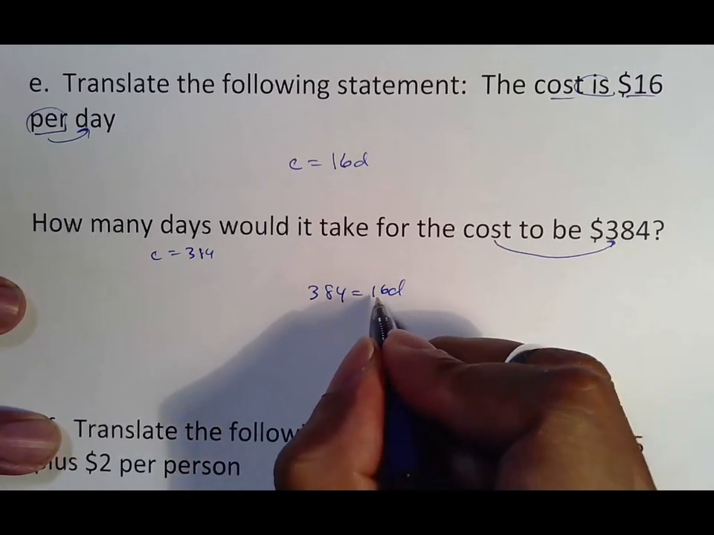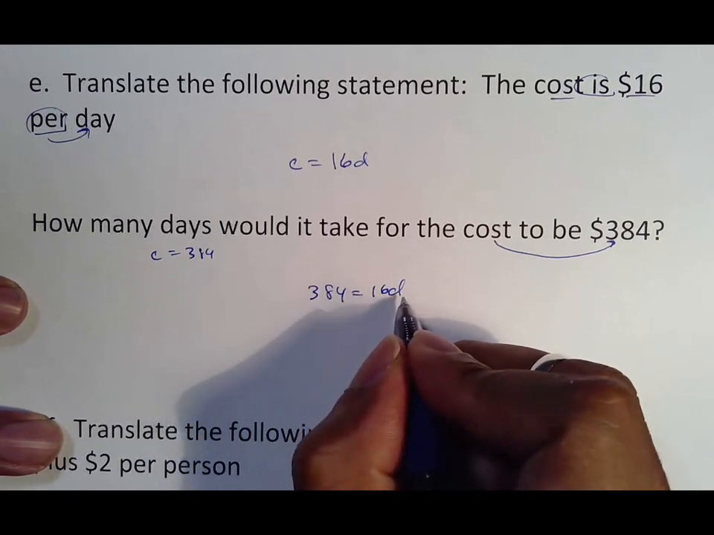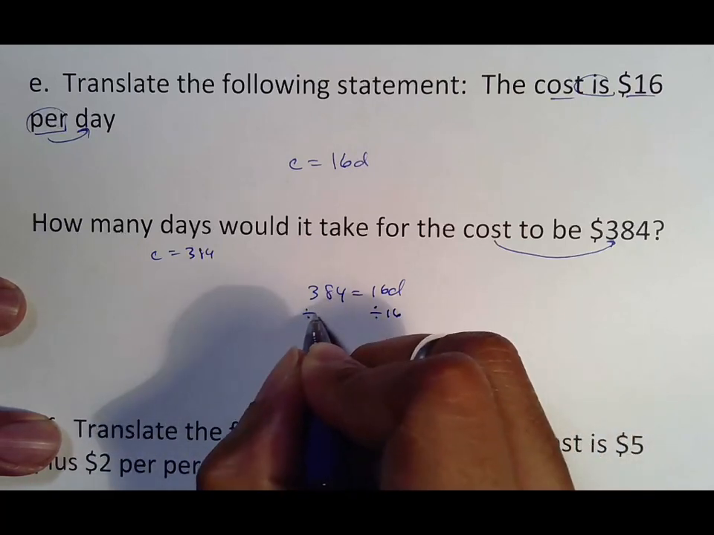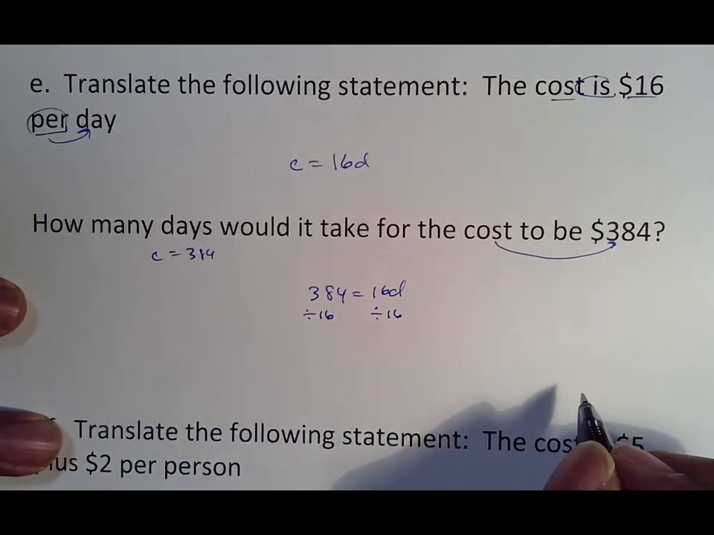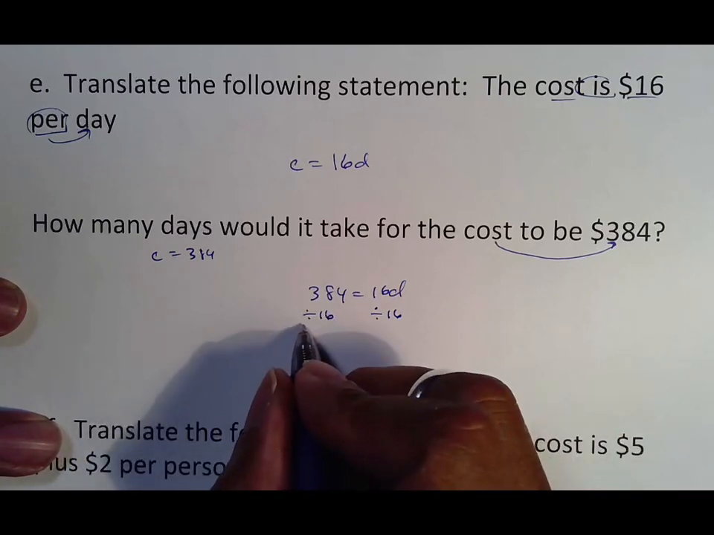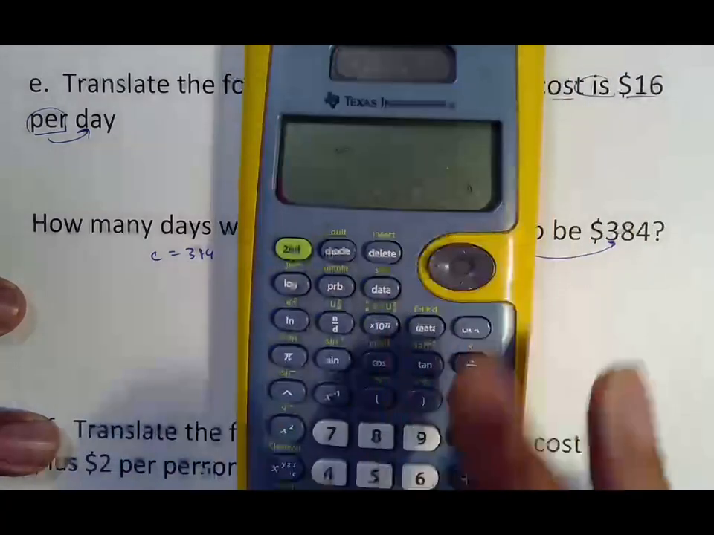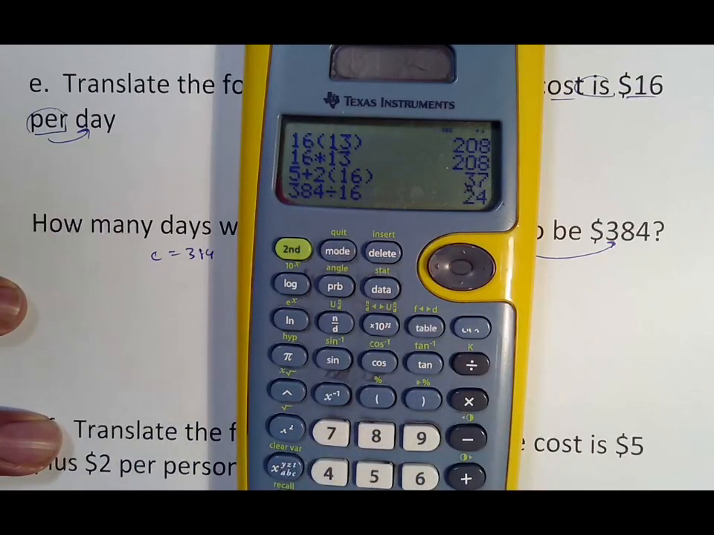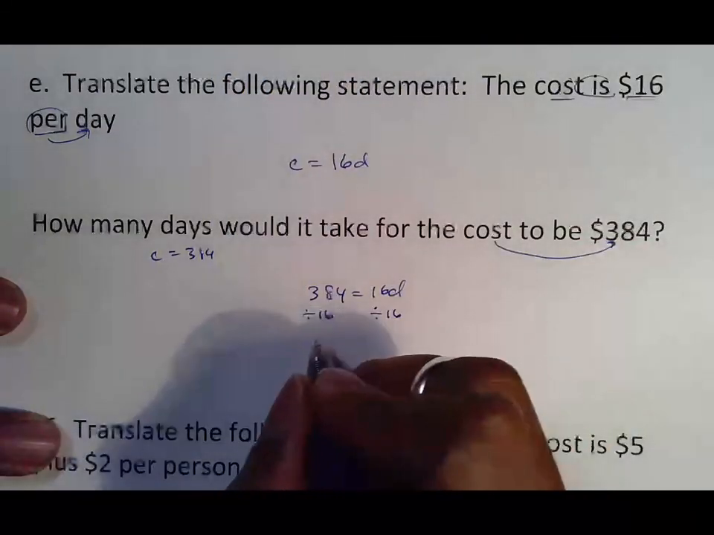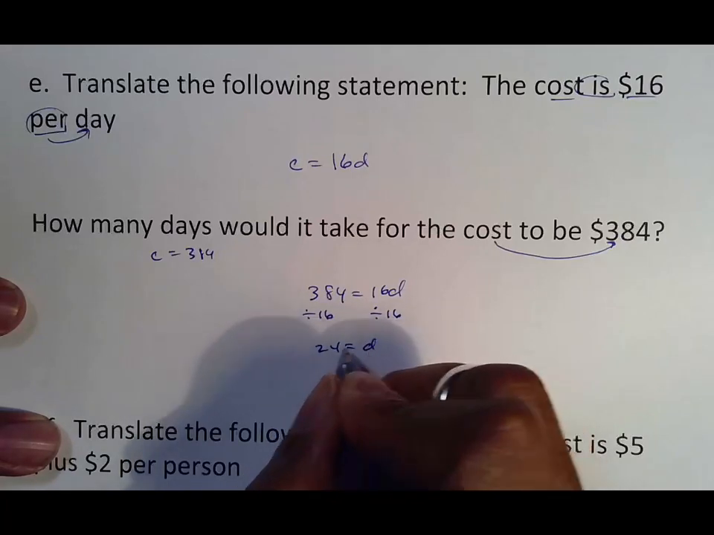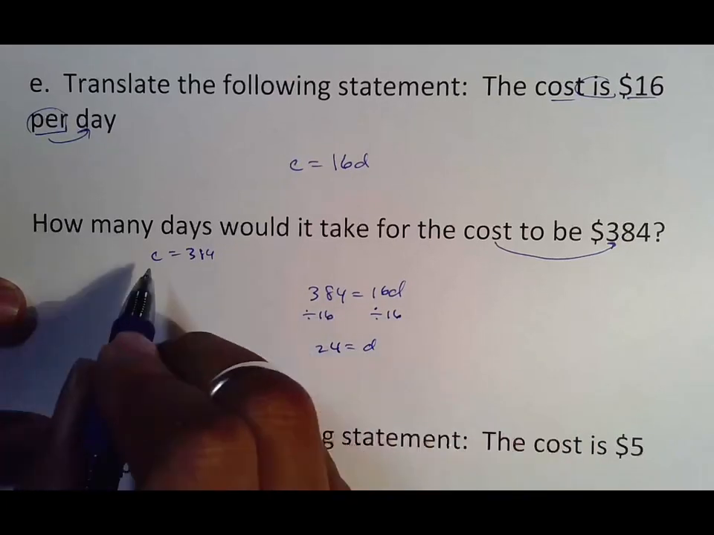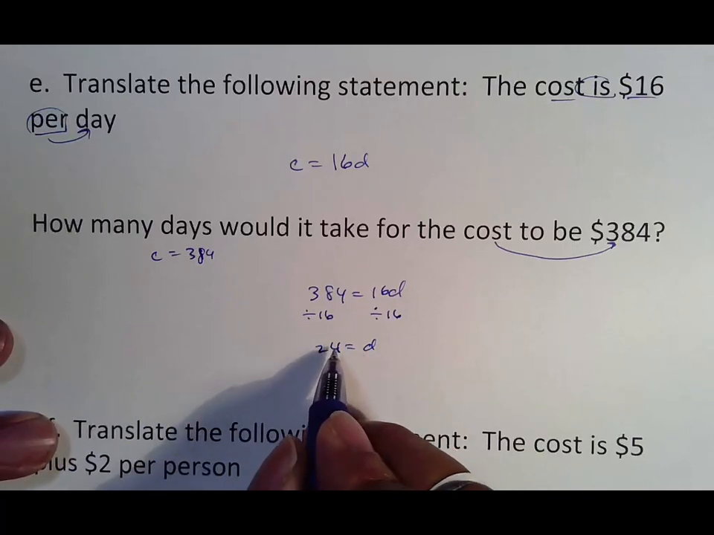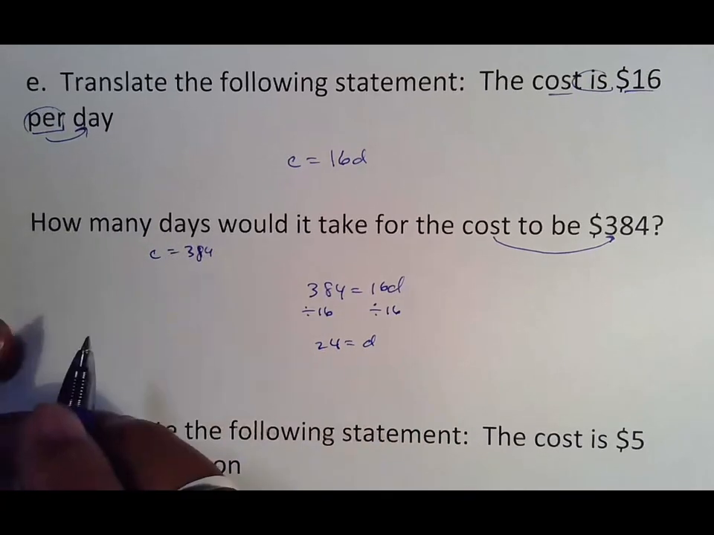And we have to remember again how we solved that. That's 16 times D, and we want D by itself, so that means we must divide by 16. I'm assuming that ends in a 4. We'll see. It is 24. So it'll be 24 days for the cost to be $384. Again, that's what those variables are telling you. The days for 24 leads to a cost of $384.